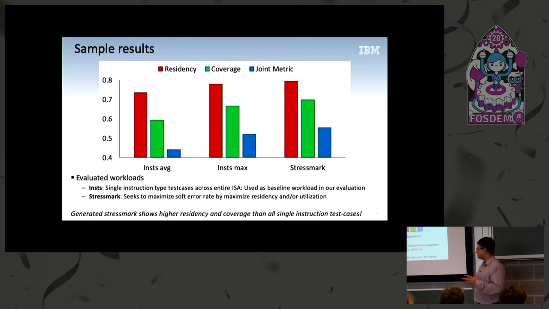And finally, we also have the stress mark that we determined, and we try to calculate the metrics for this. As you can see, the stress mark is clearly worse than the maximum of the instructions in all these 3 metrics. This is a single data point, which is around 99% rho. As we vary the residency threshold, we can get different values and get even higher values of these metrics for the stress mark.